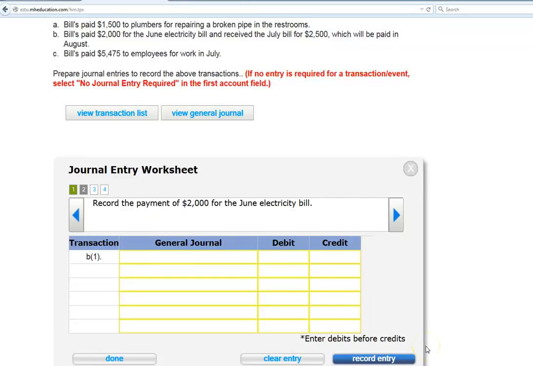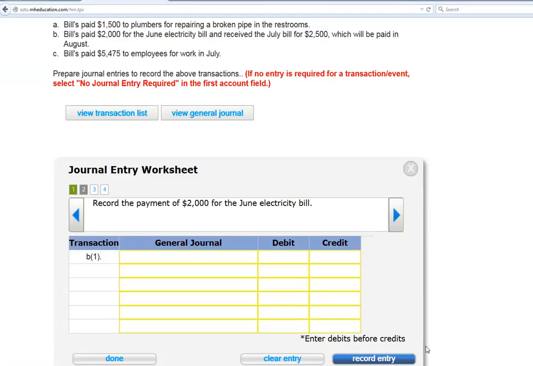Okay, and item B. Bill's Extreme Bowling paid $2,000 for the June electricity bill. Let's stop there. In this case, you're paying for something that you would have received last month. Cash is being paid after the expense is incurred. So we're going to show a payment, a reduction in cash, but we're going to be recording a reduction in the liability that should have been recorded in June.